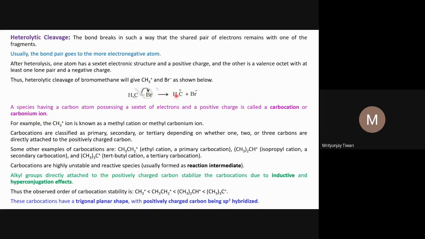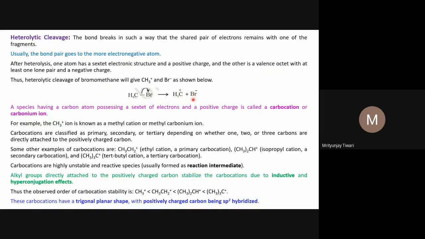So this condition is called a sextet, and the other species obtains an octet. It has 8 electrons in its valence shell, and so it obtains a negative charge. The species with the sextet obtains a positive charge, and the other species is a valence octet with at least one lone pair and a negative charge. The one which gets the shared pair of electrons, both the electrons of the shared pair, obtains a negative charge, and this negative charge also comes with the lone pair.